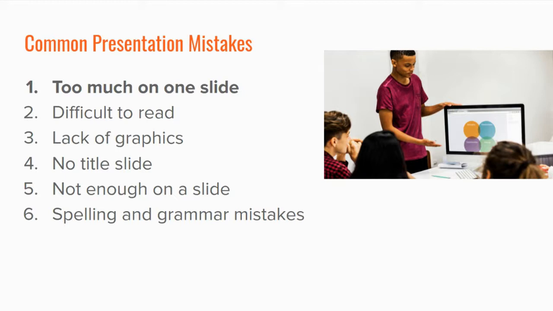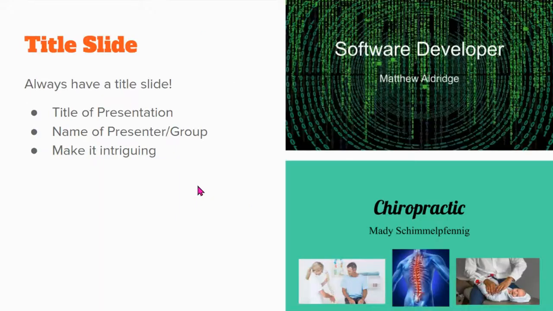Number four, no title slide, which is somewhat of a minor thing, but it can kind of be a big deal depending on your audience. Number five, not having enough on a slide. And then lastly, just the basics that I harp on all the time. Make sure that your spelling and grammar are correct in your writing, in your slideshows, and whatever else you're doing. So let's go ahead and talk about how we can work through some of these common mistakes and avoid them, and what our presentations should look like.